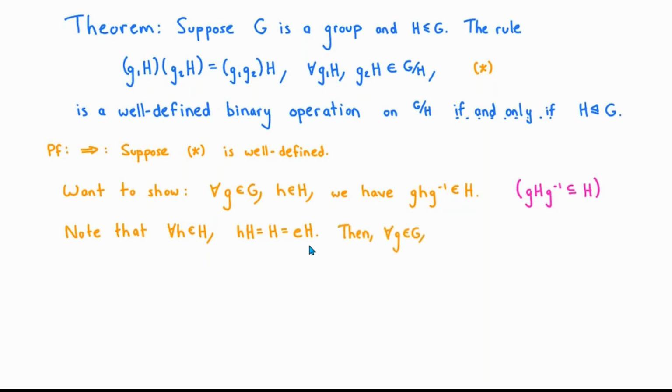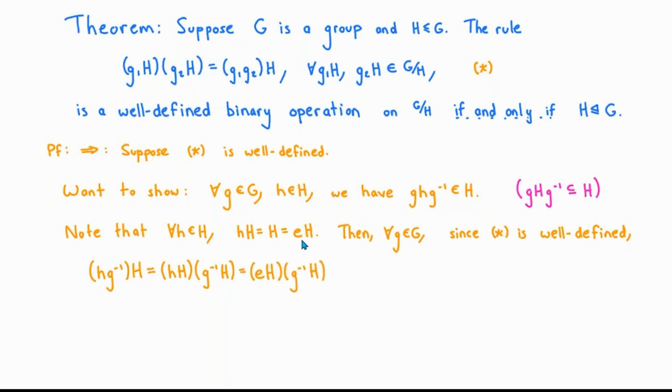Now for any element g in G, since I'm assuming that this binary operation is well defined, I have that the left coset h g inverse times H is equal to hH times g inverse H. And since hH is the identity times H, I can rewrite this as the identity times H times g inverse H. But that's then equal to the identity times g inverse H, which is g inverse H. And if you now think about what this means, it means in particular that the element h g inverse, which is h g inverse times the identity, must be an element of the left coset g inverse H.